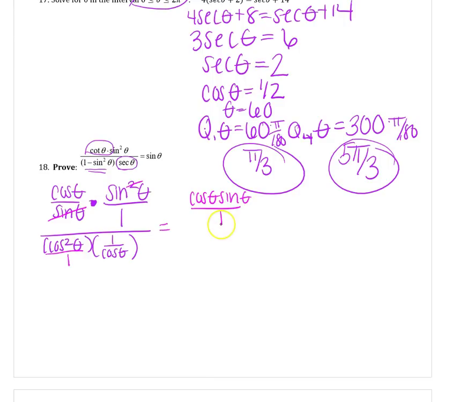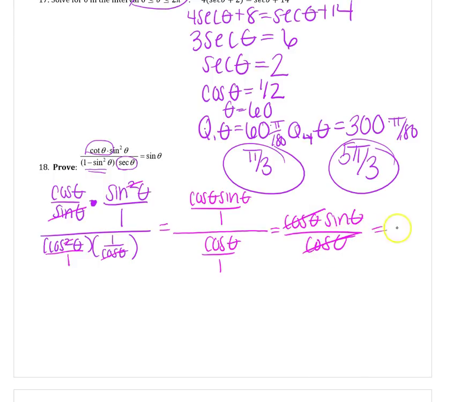Maybe I'll leave this as over 1 for right now. Down here, I have a cosine cancel with another cosine. So when I multiply across, that just gives me cosine. Okay, so really I just have cos of theta, sine of theta, divided by cos of theta. Oh, hey, look at that. Cosines drop out. Sine of theta. We did it.